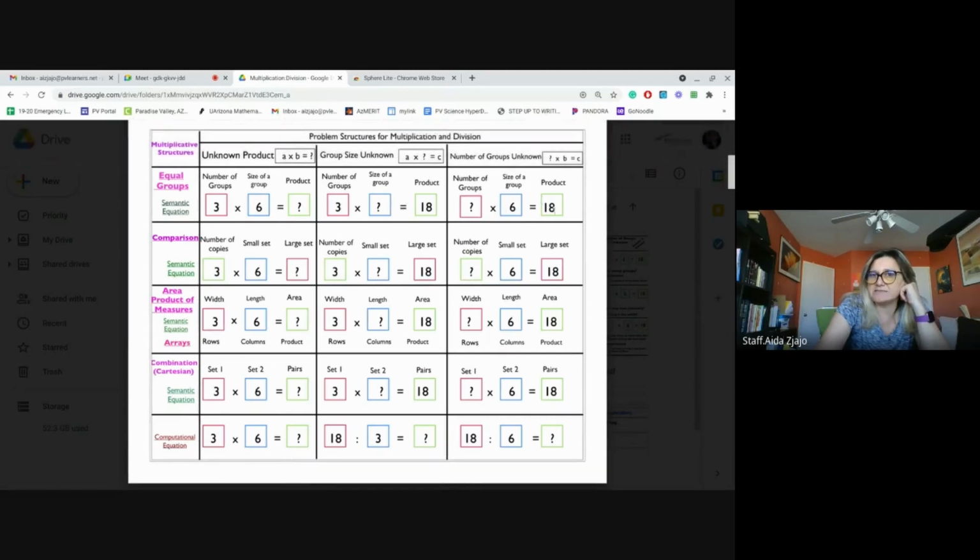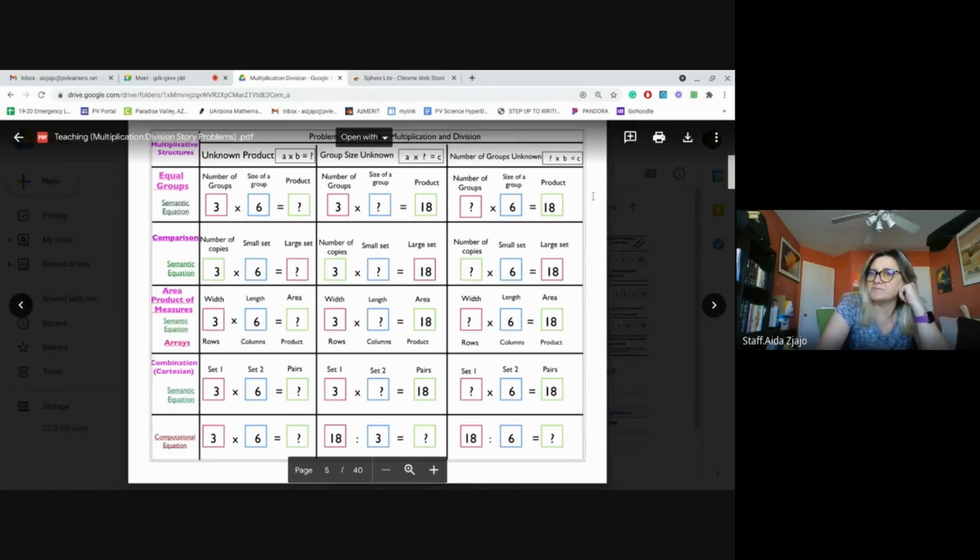The third case is if we don't know how many groups we have, but we know the size of each group, and we also know the product or total. So the semantic equation is the unknown number of groups times the known size of a group is the same as the product. When we want to solve it, we need to use the operation division equation, which will have a product divided by size of a group, giving us how many groups we have.